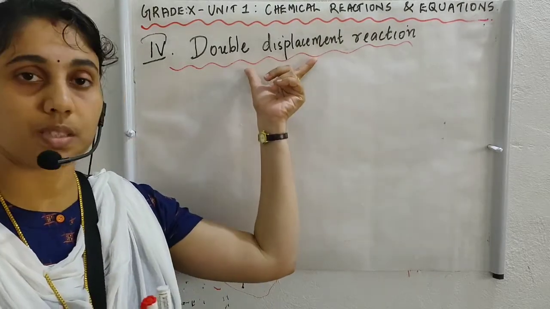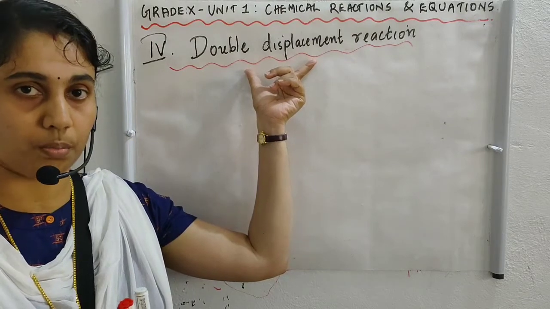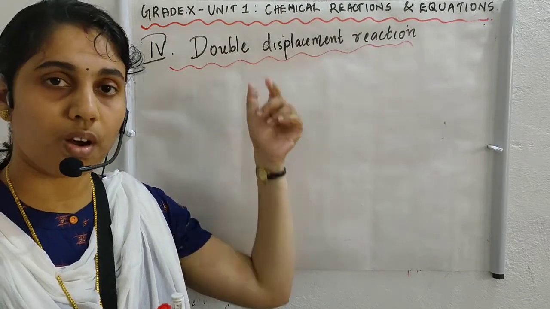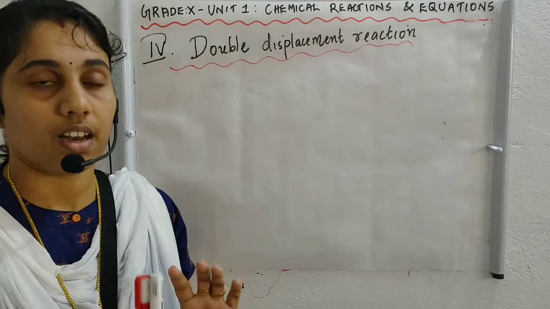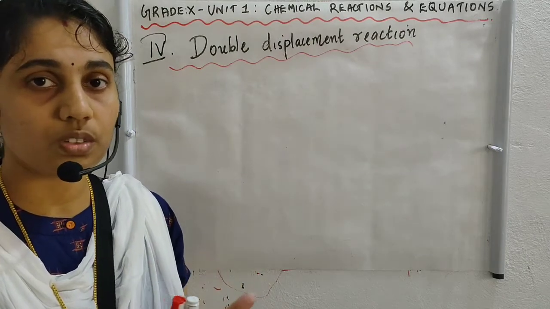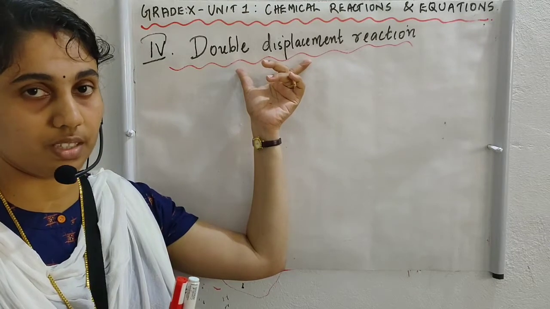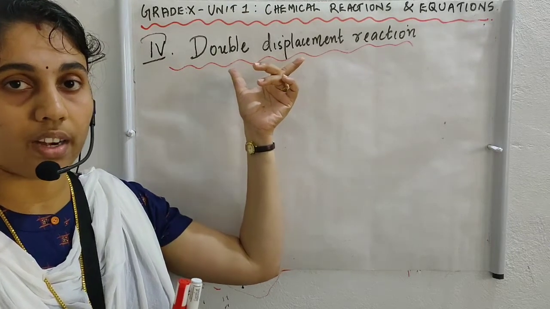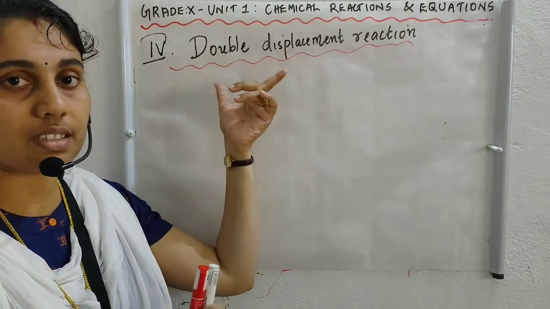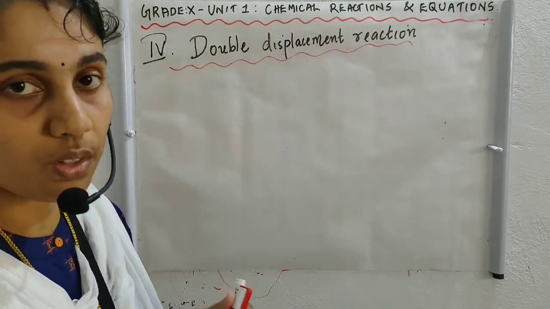So usually double displacement reactions occur in ionic compounds. In ionic compounds, two reactants exchange their ions to form new products. That type of reaction we call a double displacement reaction. Two ionic compounds exchange their ions to form new products.